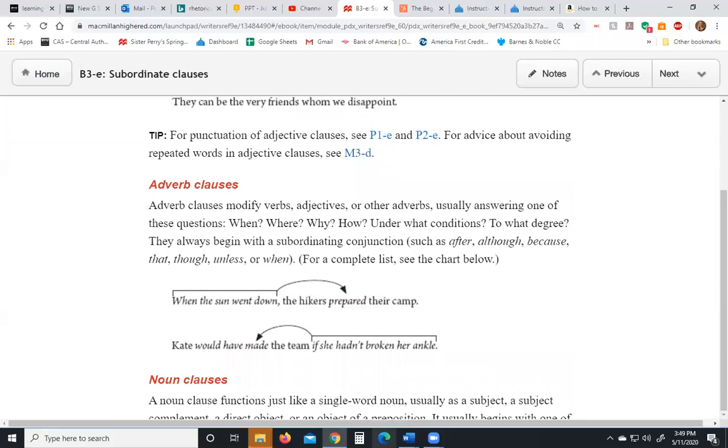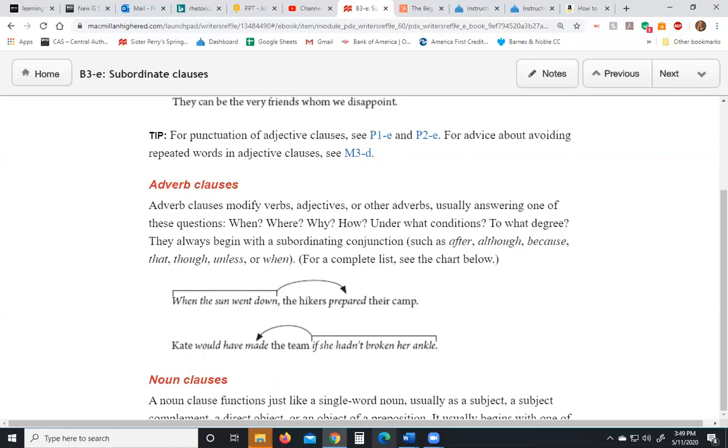So adverb clauses modify verbs, adjectives, and other adverbs, and they usually answer one of these questions: when, where, why, how, under what conditions, to what degree. They always begin with a subordinating conjunction, so one of those that was listed down below, such as after, although, because, that, though, unless, when. Those are often the ones most commonly used. When the sun went down, the hikers prepared their camp. So the when the sun went down clause answers when they prepared their camp.